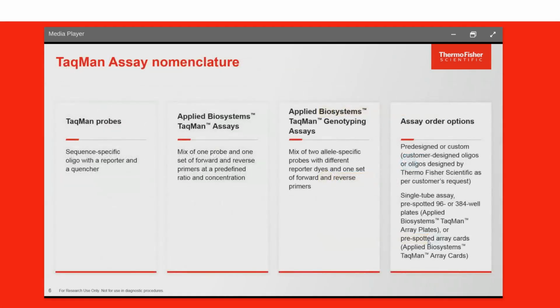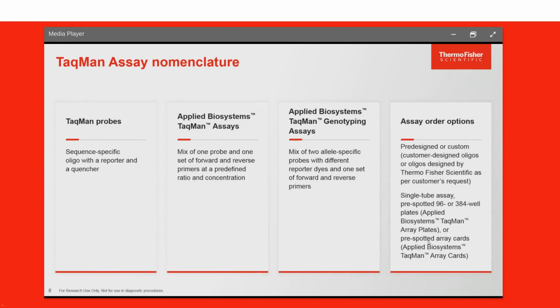One more thing I think we should just briefly level set on is a little bit of content around the nomenclature of TaqMan assays. So if you hear me or anyone else within the Thermo Fisher organization refer to the TaqMan probes, what we're talking about is a single oligo that has a 5' reporter dye and a 3' quencher. So TaqMan probes are just the probe, just that single oligo.